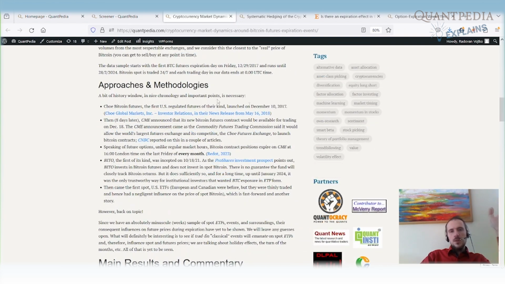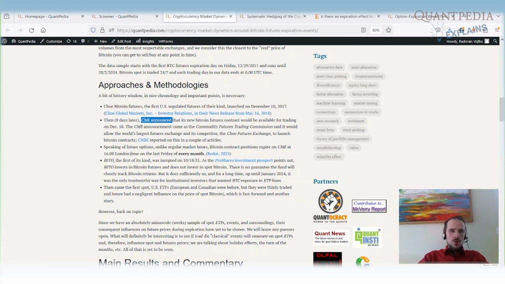What are the important dates? Firstly, the CBOE and CME started the trading of the futures on regulated exchanges on December 10, 2017 and on December 18, 2017. So the CME was the second exchange that started trading the Bitcoin futures. The first exchange was CBOE. The CBOE Bitcoin futures is no longer live, they discontinued the futures a few years ago, but CME is still alive, still trading, has a huge amount of liquidity. It's the first future to use for somebody who is from the traditional finance.